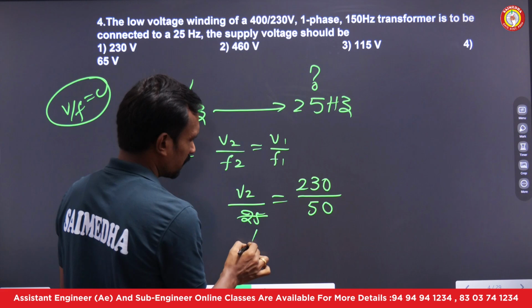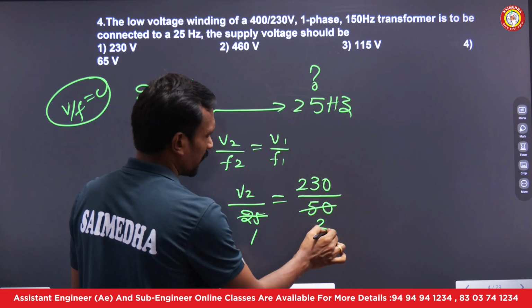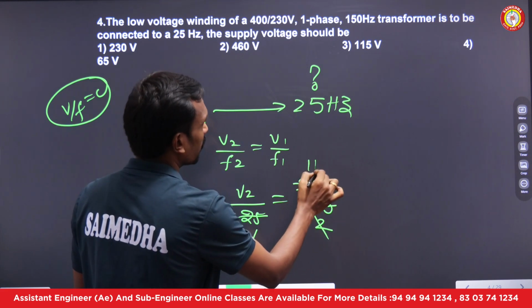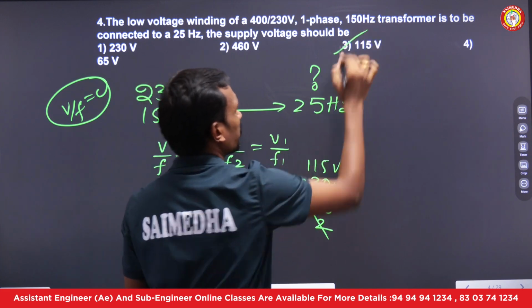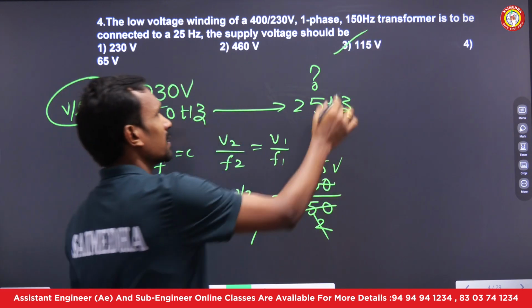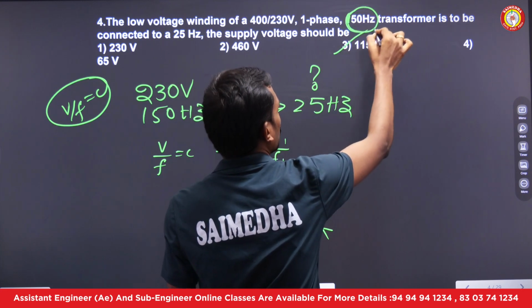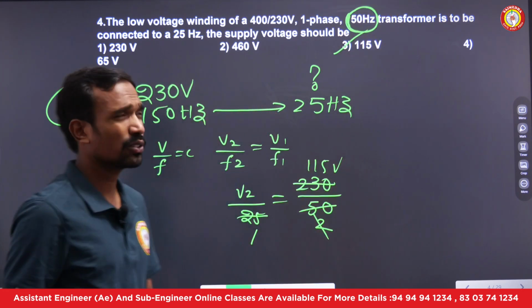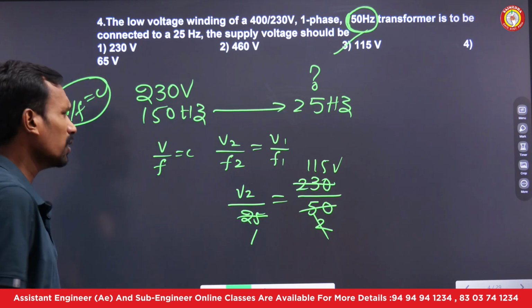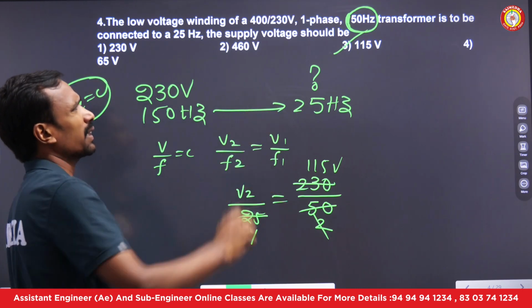Let's take if this is 50 Hz, 25 ones are 25, twos are 2 ones are 2, 115. Yes, there it is. So here the mistake is that this is not 150 Hz, this is 50 Hz. This is a 50 Hz, sir. So that is a mistake, a question mistake. So by V by F constant we can get the answer.